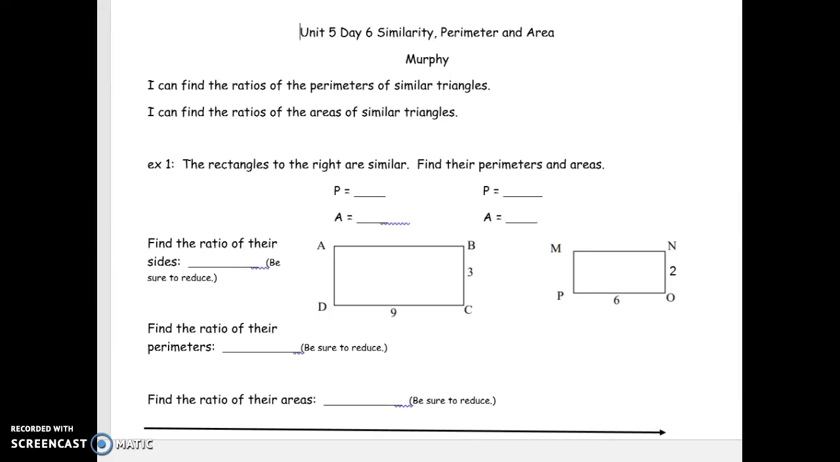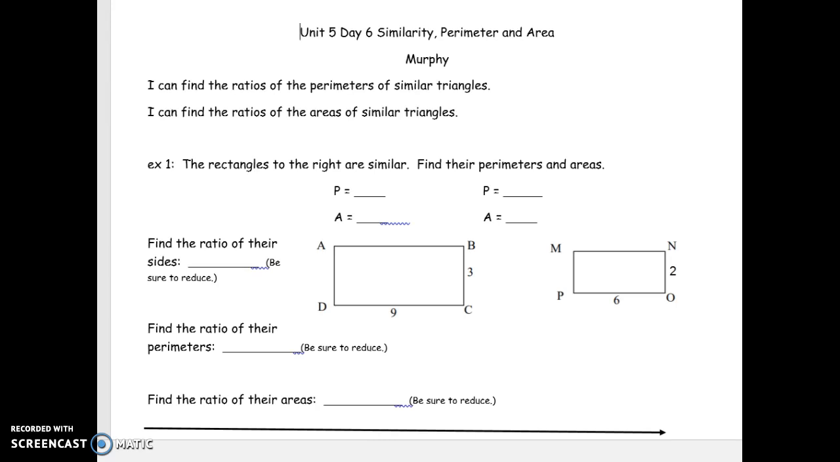Okay, today we are in Unit 5, Day 6. We're still working on similarity, but we're actually looking into what happens with the similarity ratios when we look at the perimeter and the area. My printer is not of great quality this morning, so we're going to try actually doing this directly on the screen, and we will see how it goes.